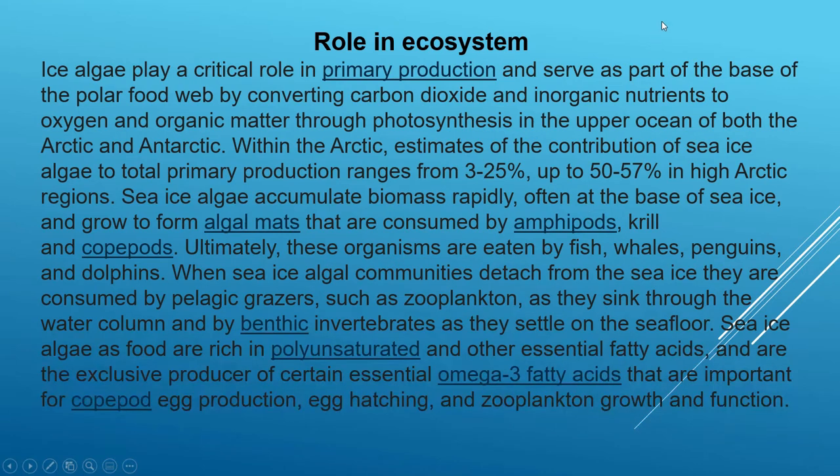Role in the ecosystem. Ice algae play a critical role in primary production. Now I'm going to get into it. They serve as part of the base of the polar food web by converting CO2 and inorganic nutrients to organic matter through photosynthesis in the upper ocean, both in the Arctic and Antarctic.